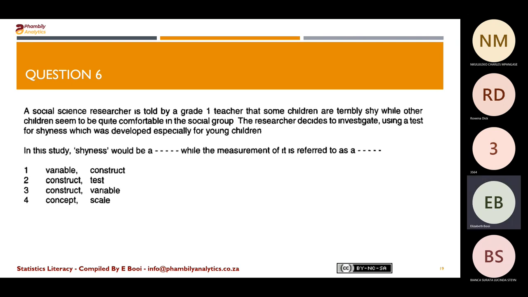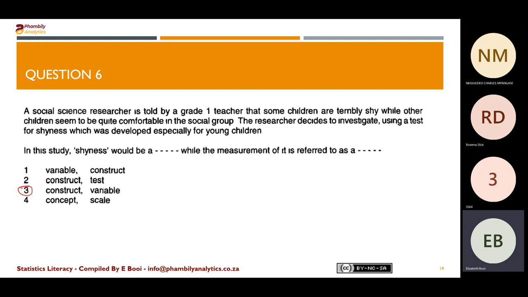Like I said, if I was writing an exam, I would say this lecturer likes one number. What is the answer? Number three, because shyness is a construct. You cannot see it, you cannot smell it, you cannot touch it. And when you are doing the measurement and creating from this instrument, then you are creating what we call a variable. So, number three.